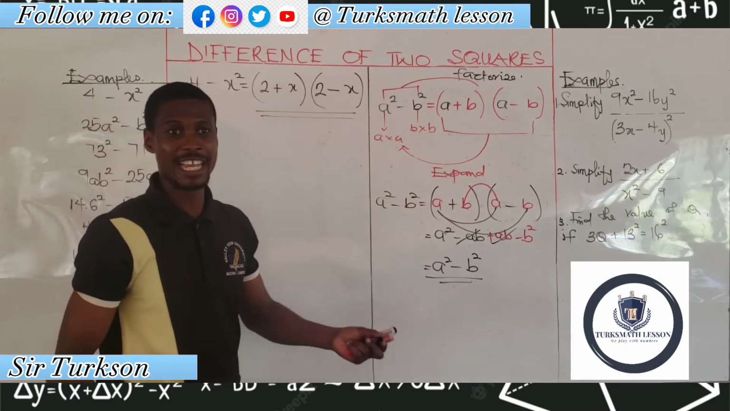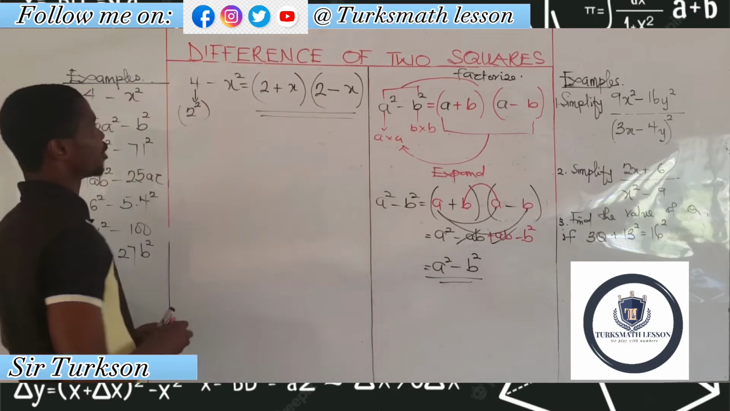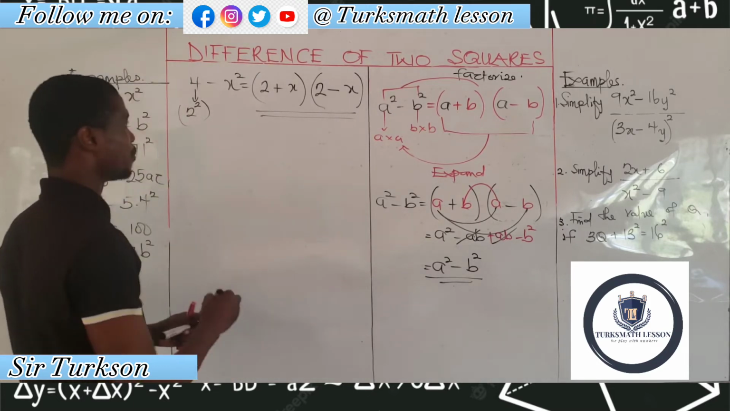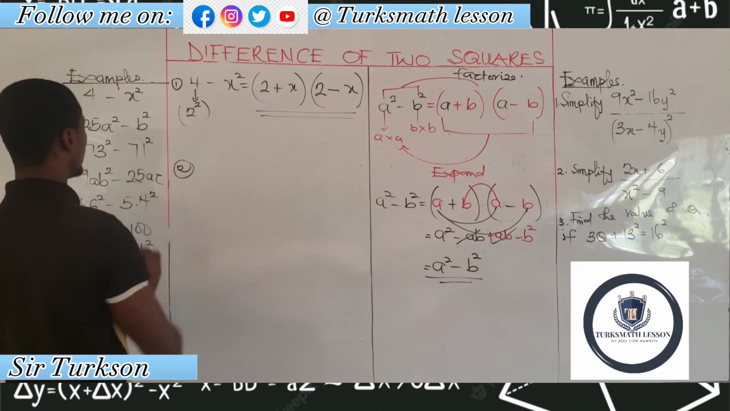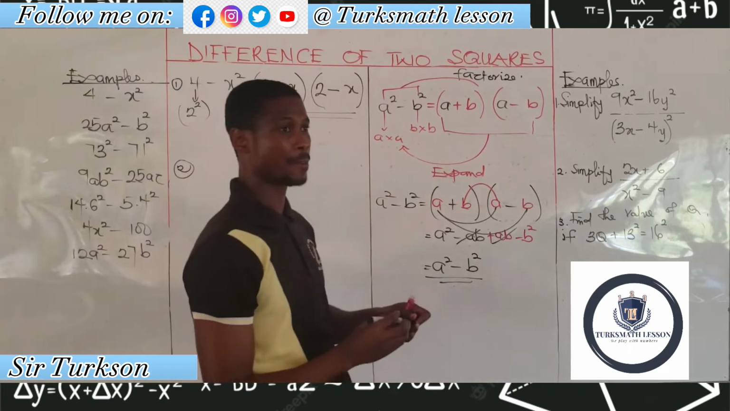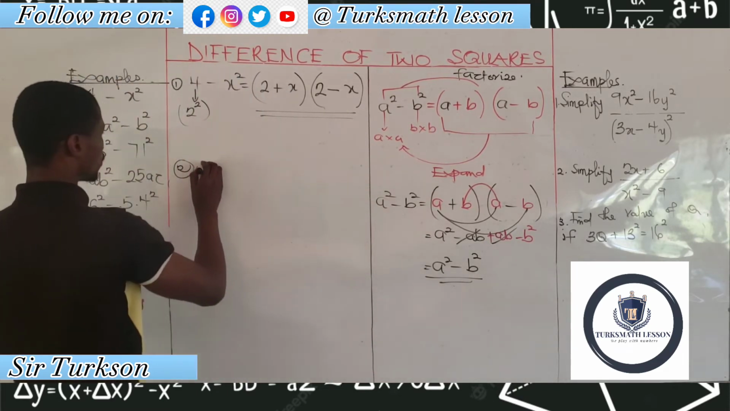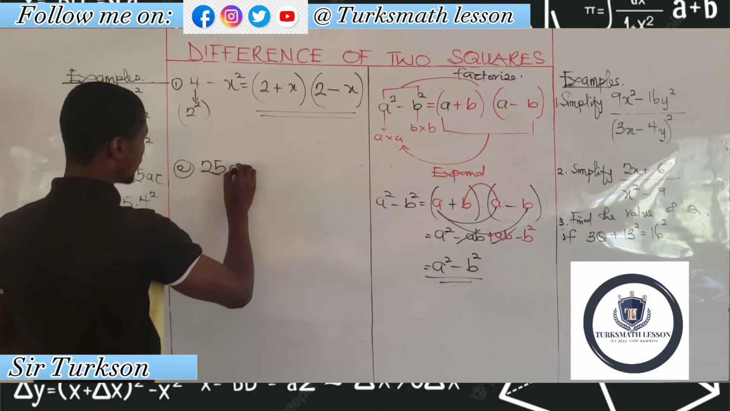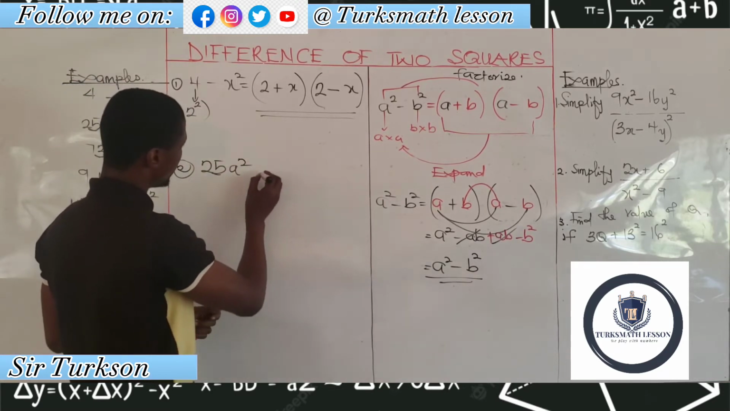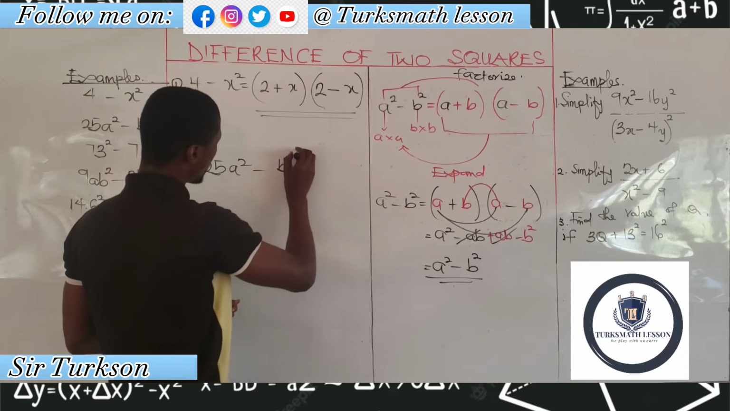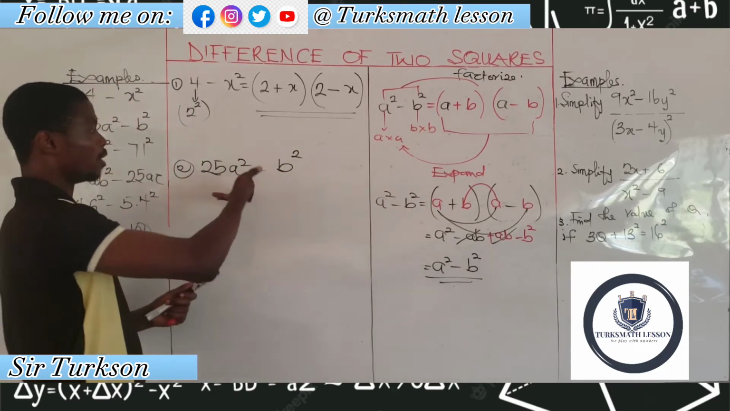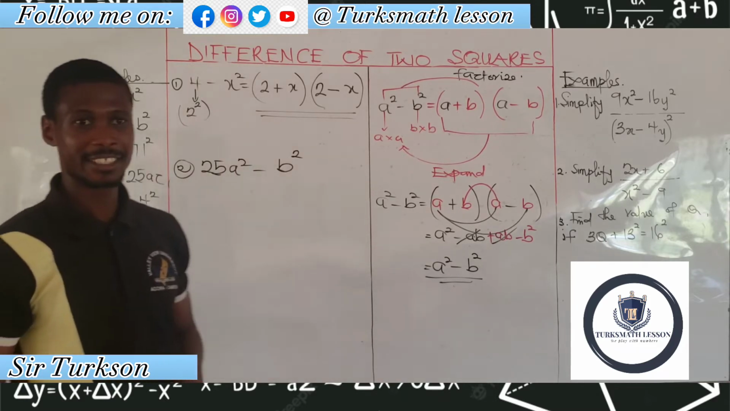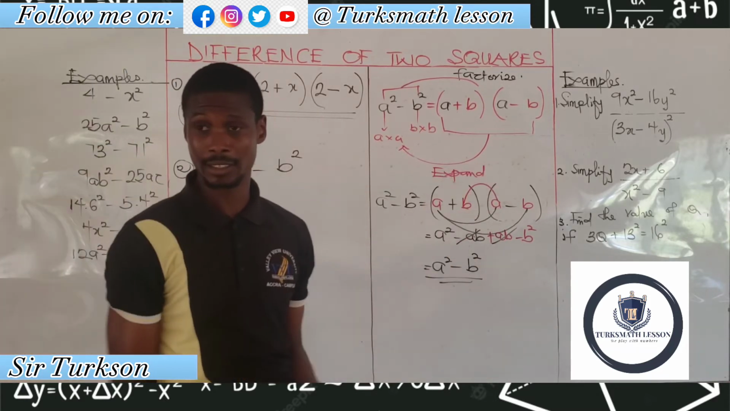Yes. So we play with numbers. Very good. Let's take the next example here. Example 2. Very good. And what's example 2 there? 25a square minus b square. Very good. What's the common factor here? Do you have any common factor? Now the common factor there is 1.